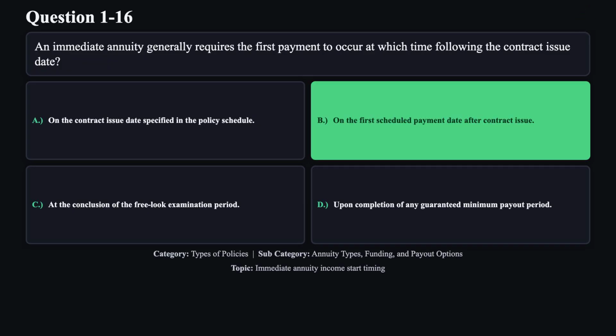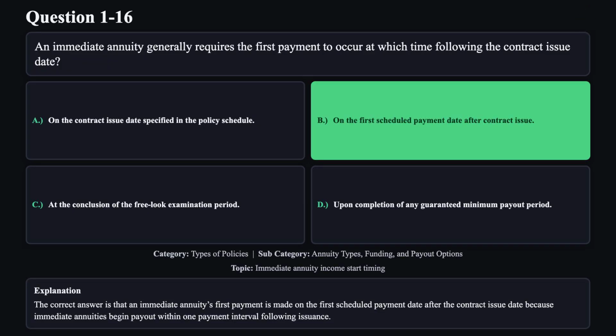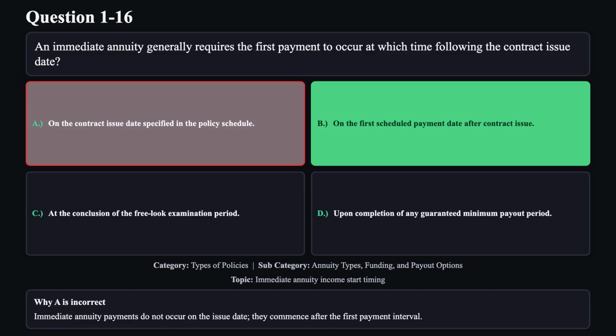The correct answer is B. The correct answer is that an immediate annuity's first payment is made on the first scheduled payment date after the contract issue date because immediate annuities begin payout within one payment interval following issuance. Reason A is not correct. Immediate annuity payments do not occur on the issue date. They commence after the first payment interval.